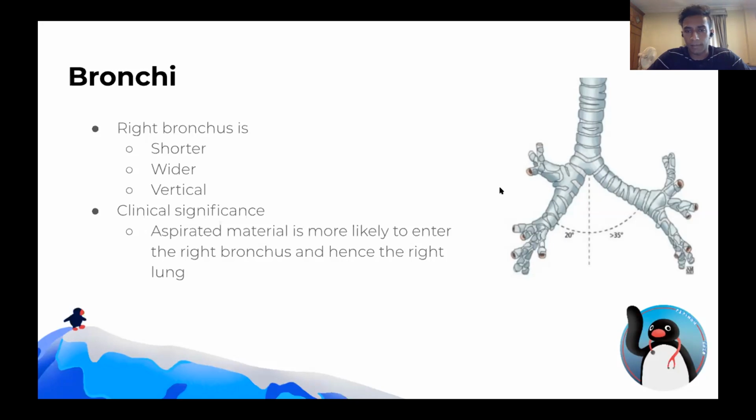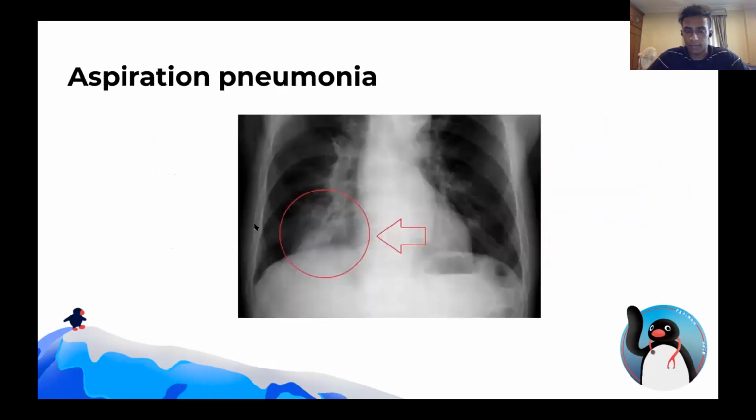This is what's known as aspiration pneumonia. If you notice here in this red circle, something has been stuck there, like food particles that have gone down the wrong tube. Instead of going down your esophagus, they go through your windpipe and your right bronchus, and you'll see consolidation over here.